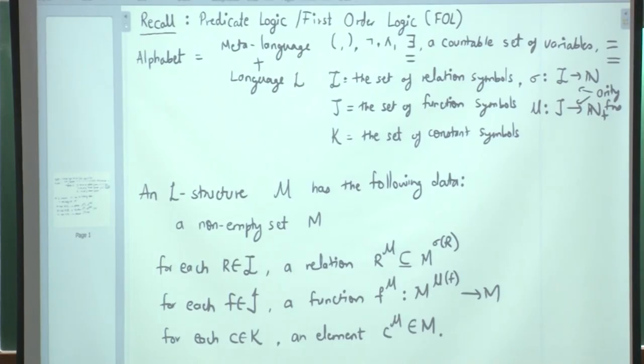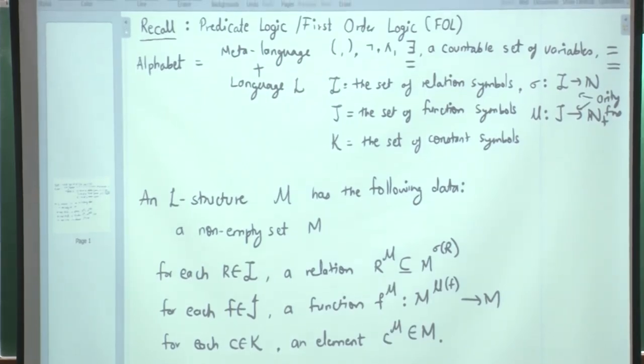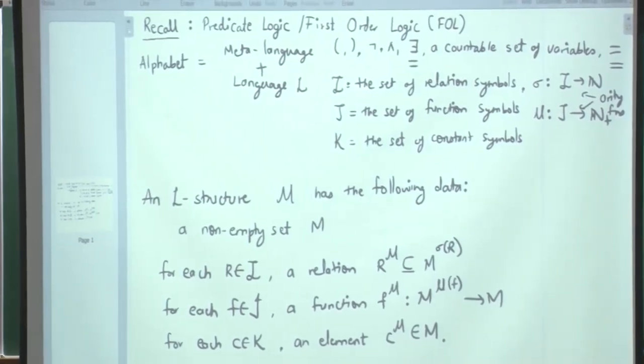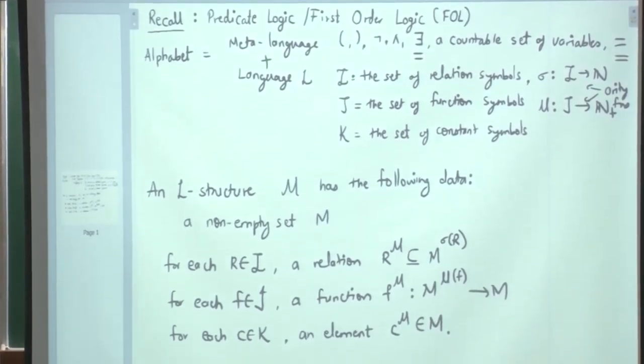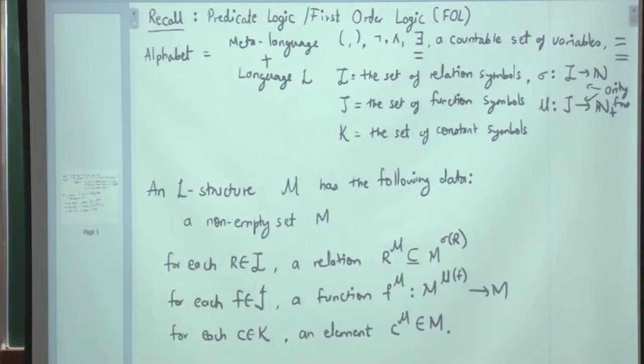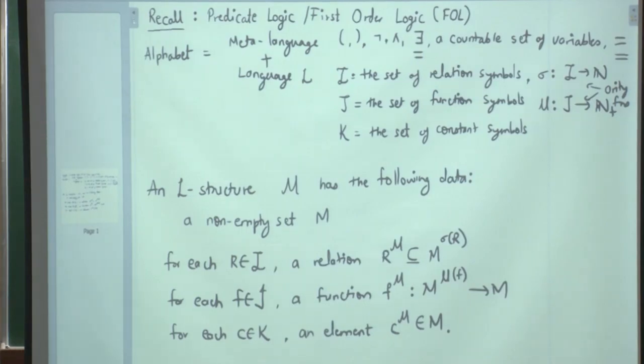Then we also saw what is a language. It's a predicate language, so it consists of some predicate symbols or relation symbols. Each relation symbol has an arity, and function symbols with some positive arity, and constant symbols. Constant symbols are also like function symbols, but they are zero arity function symbols.